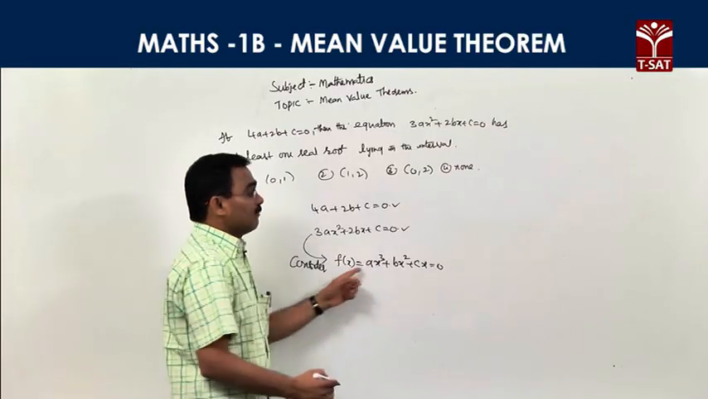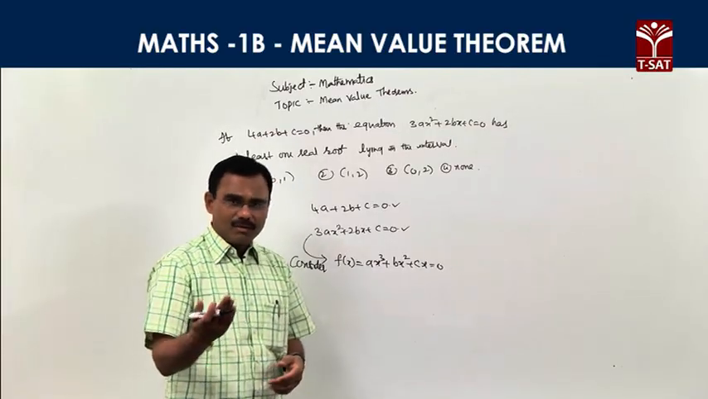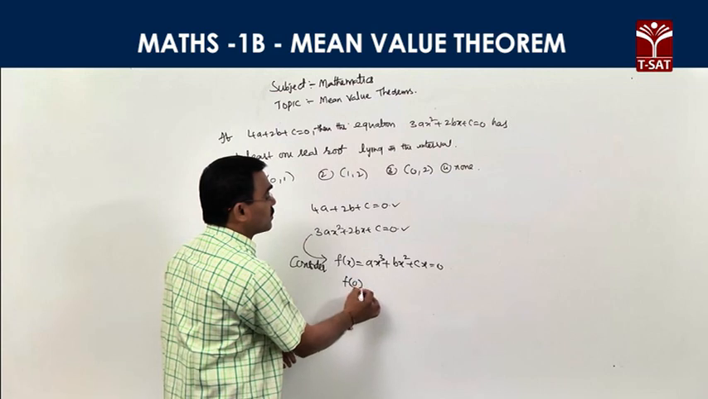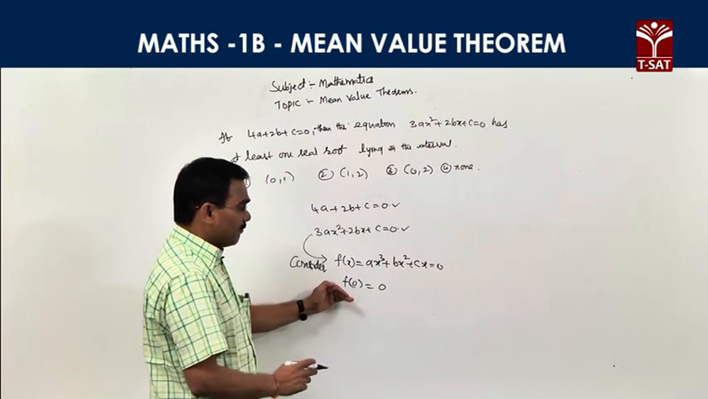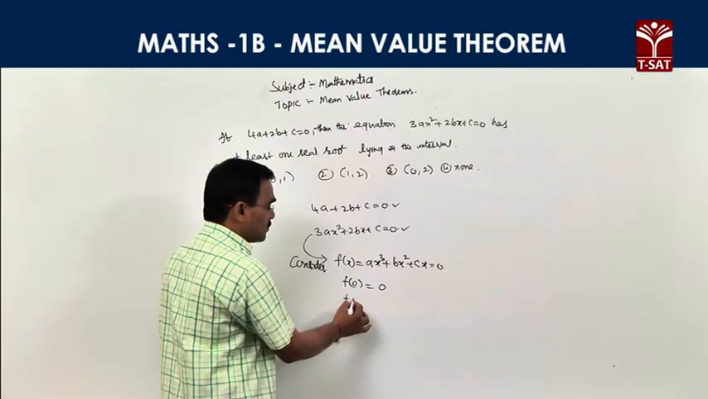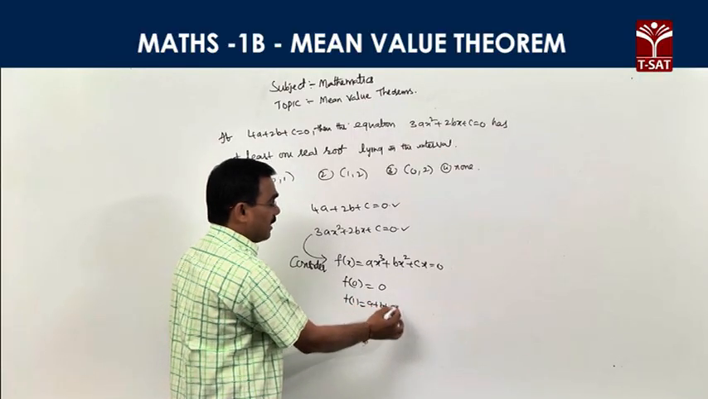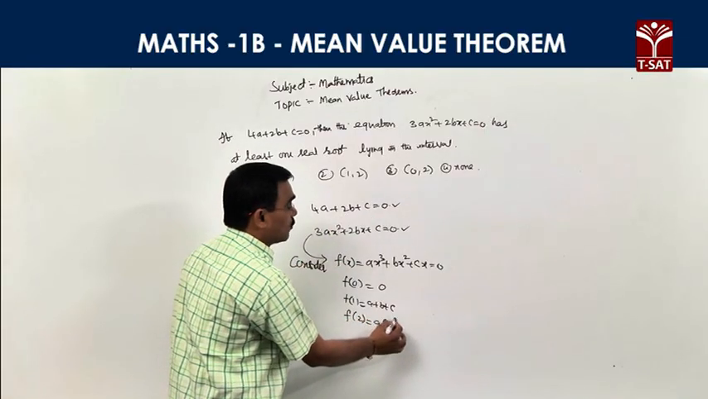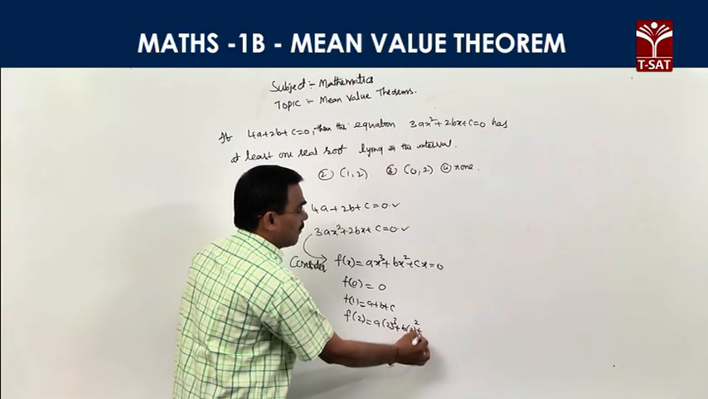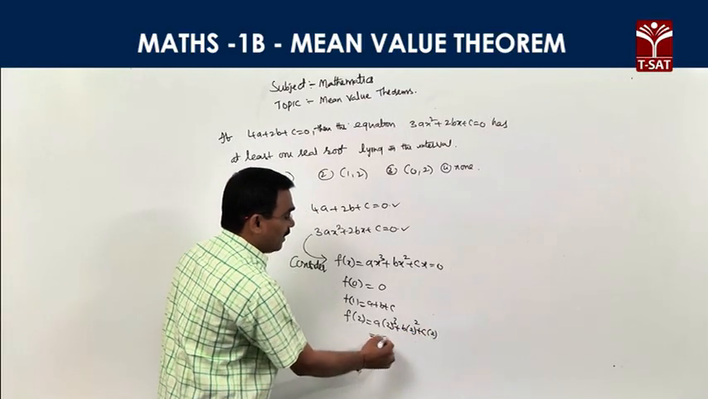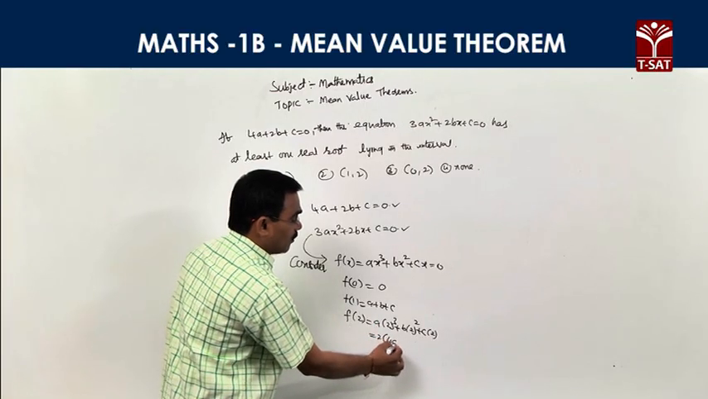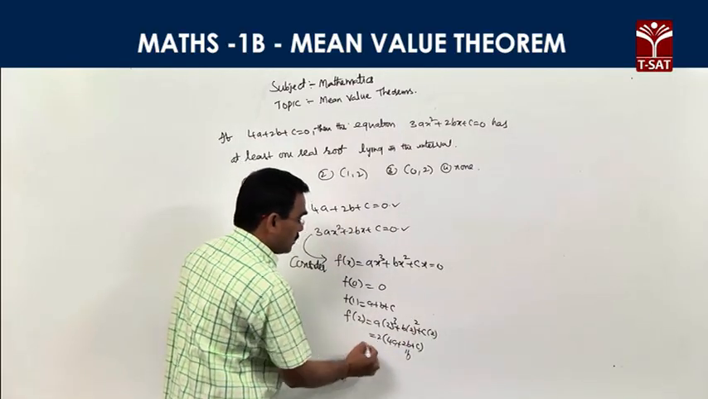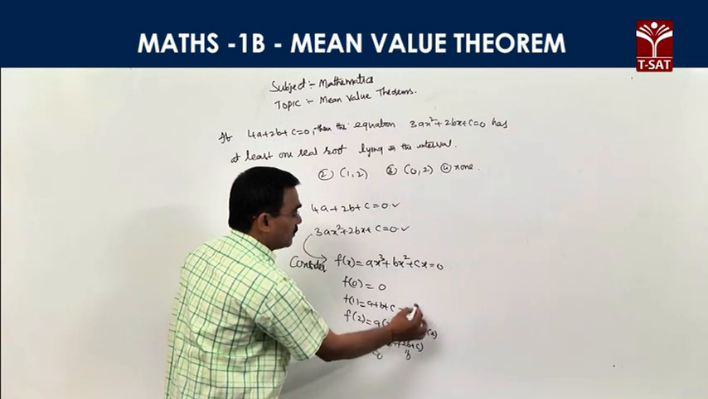We observe that f of x is a polynomial, always continuous and always differentiable, and we check our conditions. F of 0 is trivially equal to 0. Now f of 1 is a plus b plus c, which is not our given condition. What is f of 2? It is a into 2 cube plus b into 2 square plus c into 2, which is 8a plus 4b plus 2c, that is 2 into 4a plus 2b plus c. Given 4a plus 2b plus c is 0, f of 2 is equal to 0.